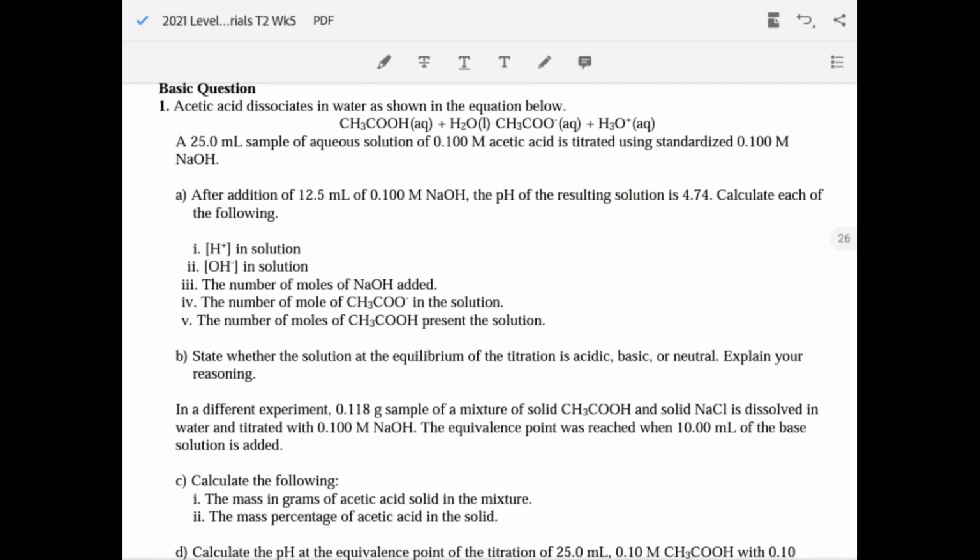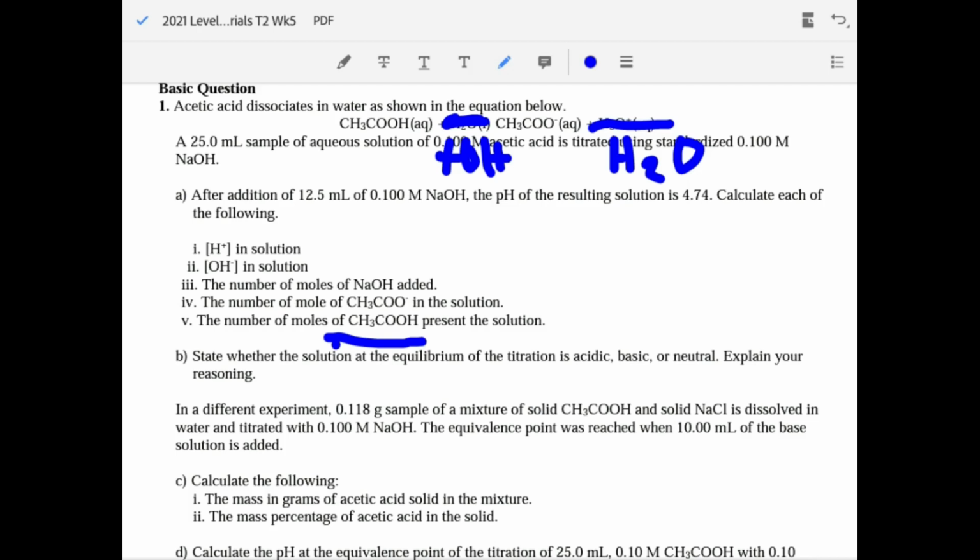The number of moles of NaOH added, you just do CV, and then times 10 power minus 3. So if we were to solve it, it would be 1.25 millimoles. Number of moles of CH3COOH in the solution is from the 25 milliliters. So let's do an ICE table, but this is not plus OH now, and H2O is formed.